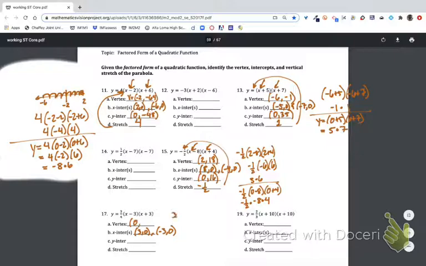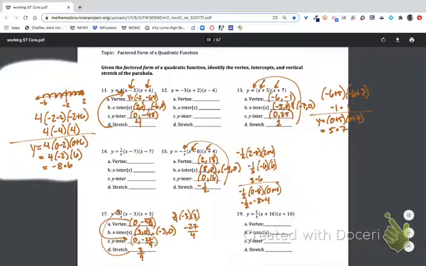Well, 3/4 times negative 3 times positive 3 gives me negative 27/4. Man, that's a bummer. Lots of stuff to work with, and fractions are not going away. What else is cool is that that's our y-intercept, (0, -27/4). And your stretch, once again, is the part that's hanging out in front of the equation.